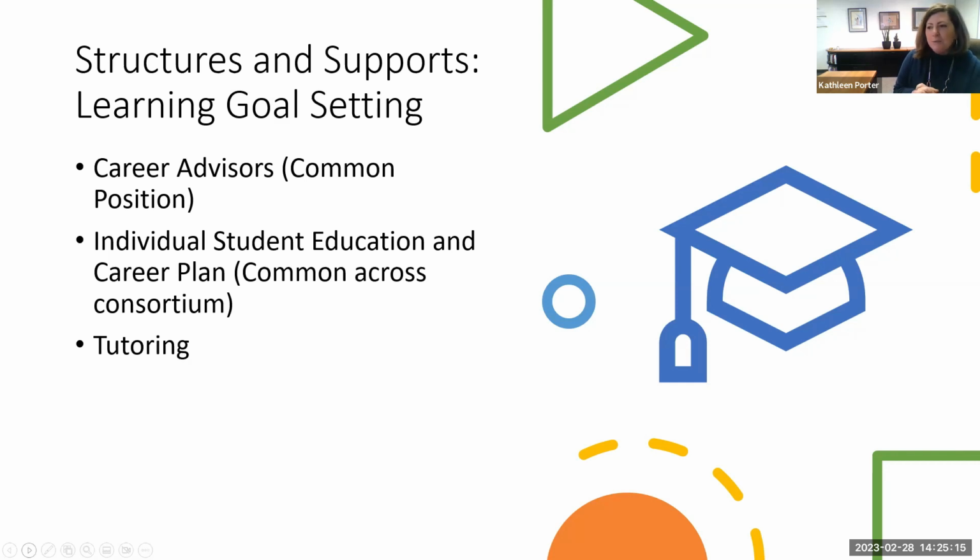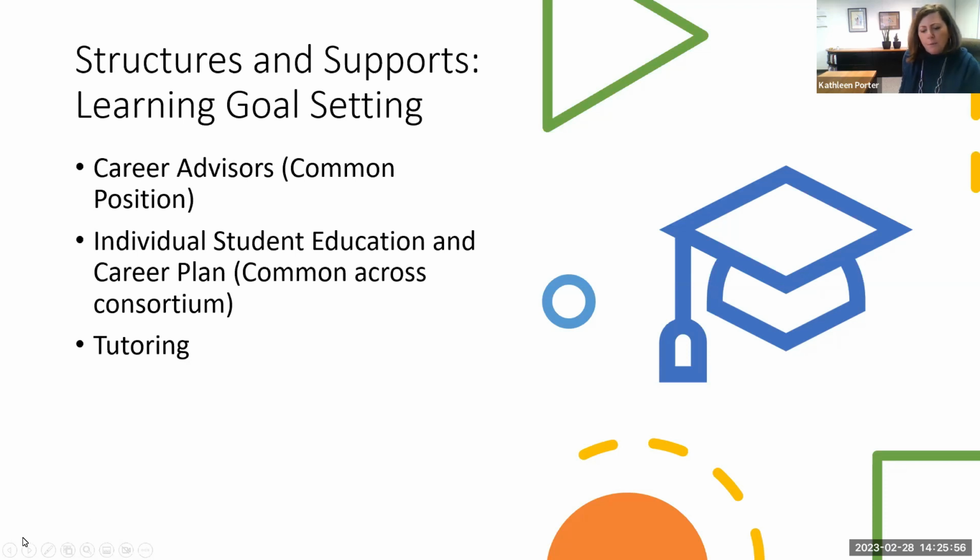And then we also implemented some targeted tutoring for students. Each one of our adult schools receives funding from our consortium CAPE funds to provide targeted tutoring for students that need extra assistance. When I think about these structures and those 6 promising practices, what I see at play are providing targeted student support, integrating college readiness skills into the adult education curriculum, and implementing learner goal setting.